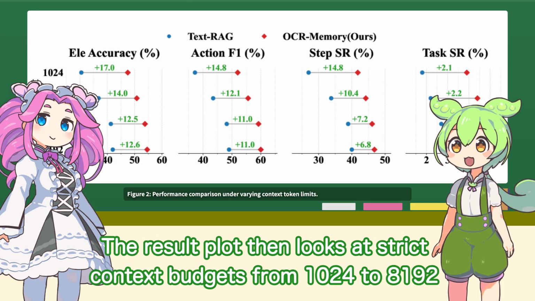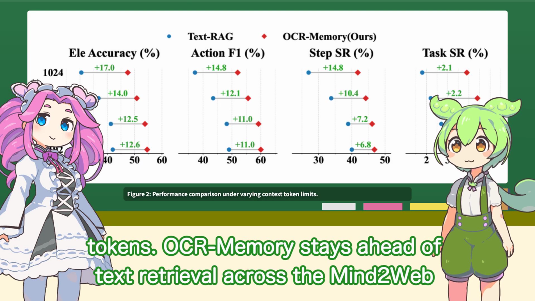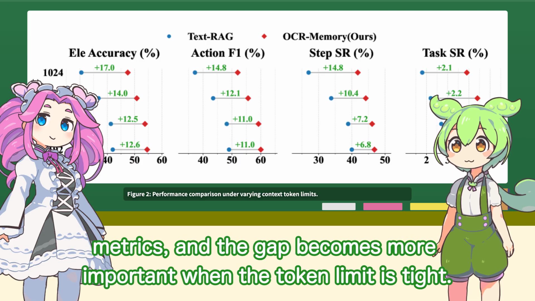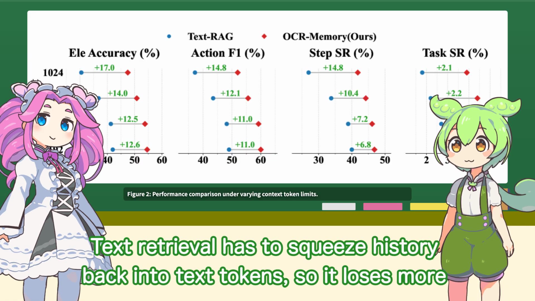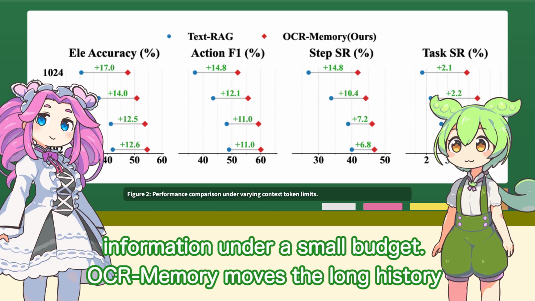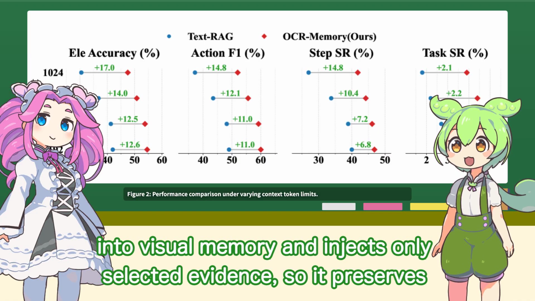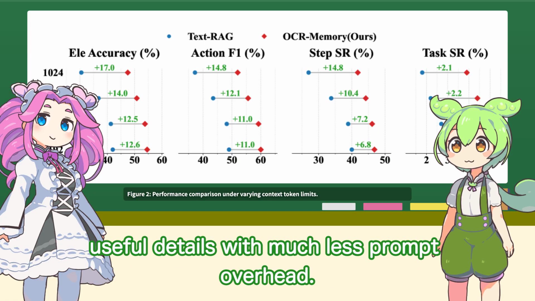The result plot then looks at strict context budgets from 1024 to 8192 tokens. OCR-Memory stays ahead of text retrieval across the Mind2Web metrics, and the gap becomes more important when the token limit is tight. Why does the gap widen when the context budget is smaller? Text retrieval has to squeeze history back into text tokens, so it loses more information under a small budget. OCR-Memory moves the long history into visual memory and injects only selected evidence, so it preserves useful details with much less prompt overhead.